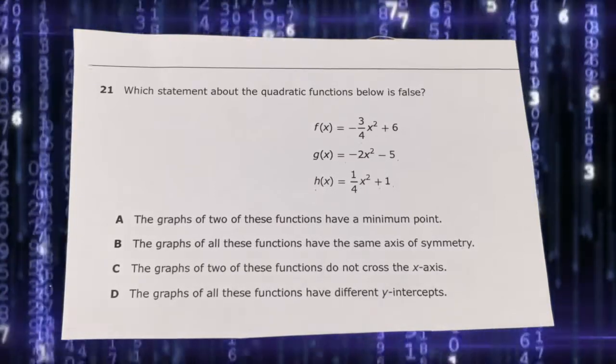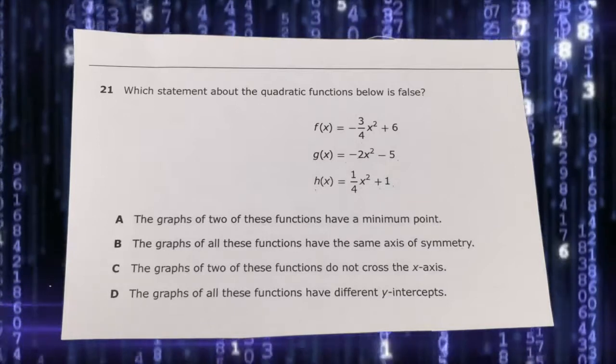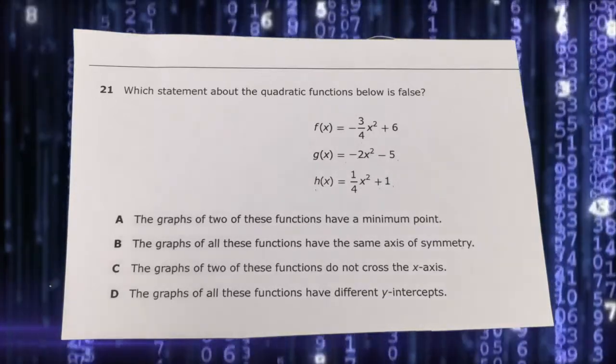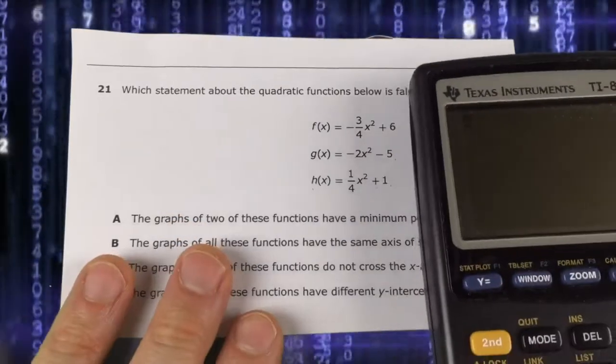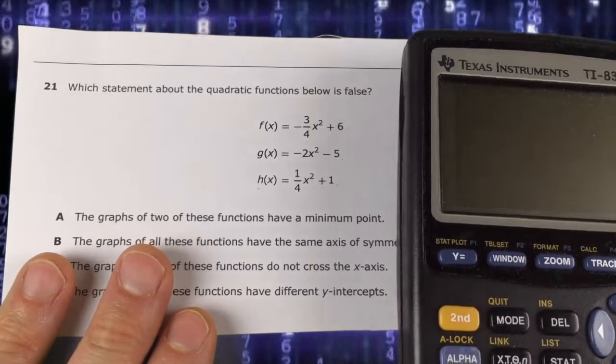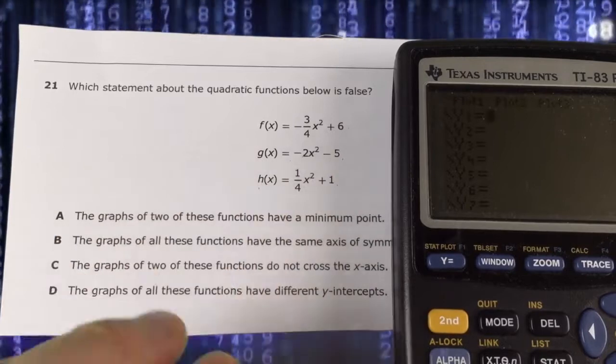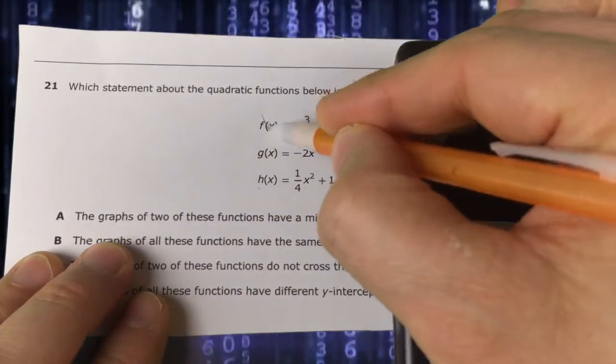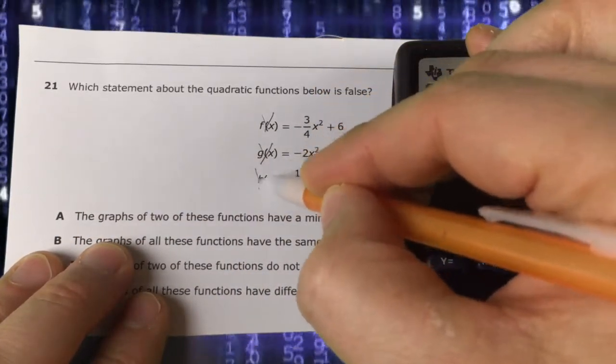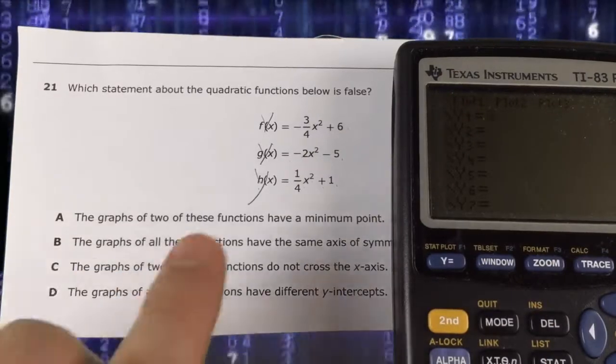Really, we just need to put these in the calculator and graph them. Take a look at all of them. So I'm going to clear out my calculator. Here we go. I'm going to go to the y equals screen and put in the first one. Now remember, when it's f of x or g of x, it's the same thing as y. We're going to put this in.